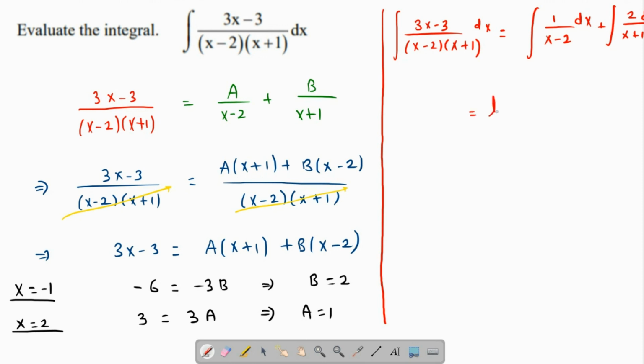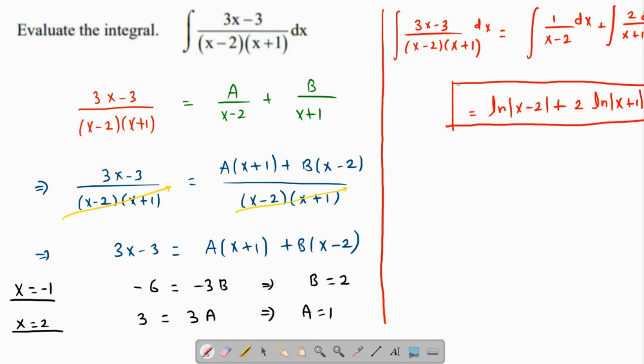So this is a straightforward integral. This is natural log of absolute value of x minus 2, and 2 is a constant, so it comes outside: 2 natural log of absolute value of x plus 1, plus the constant of integration c. So this would be the final answer.